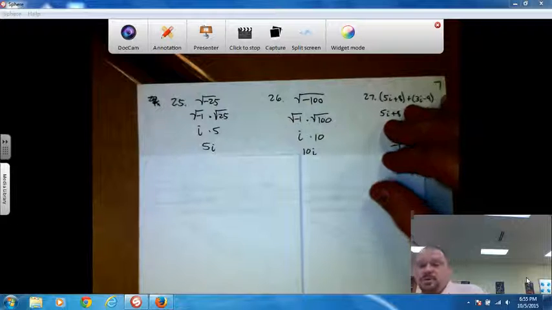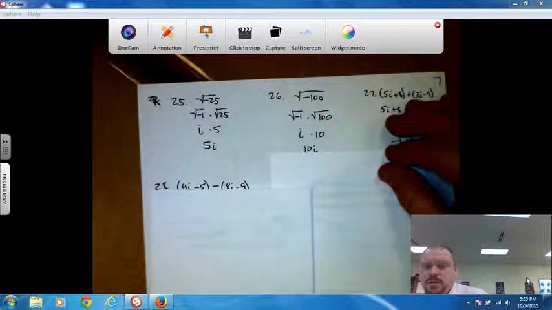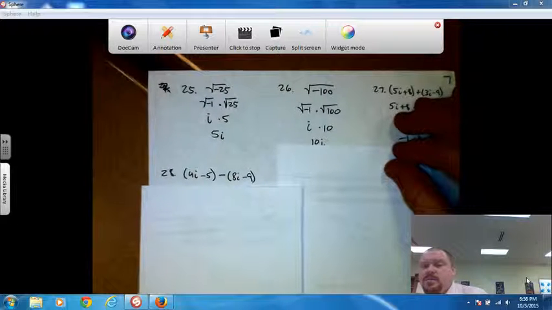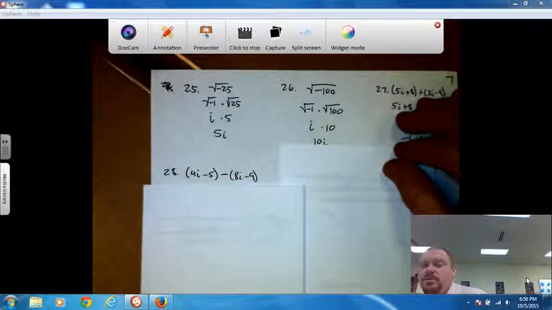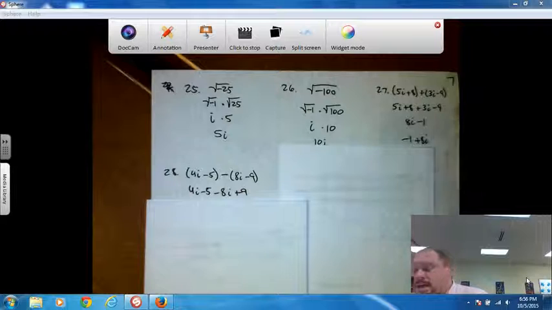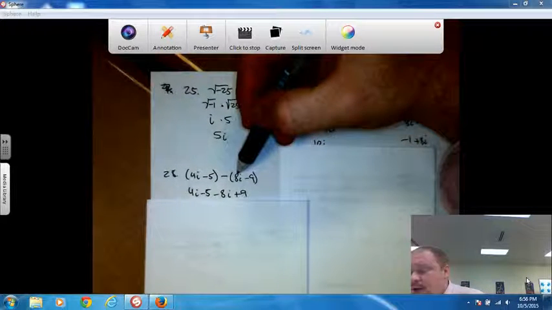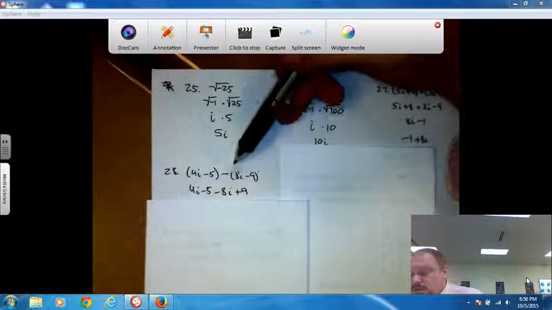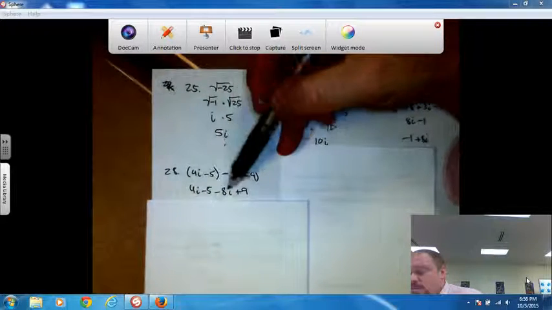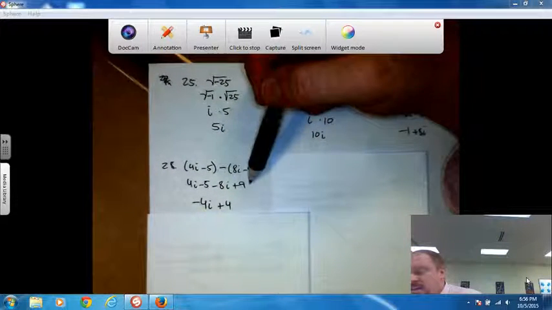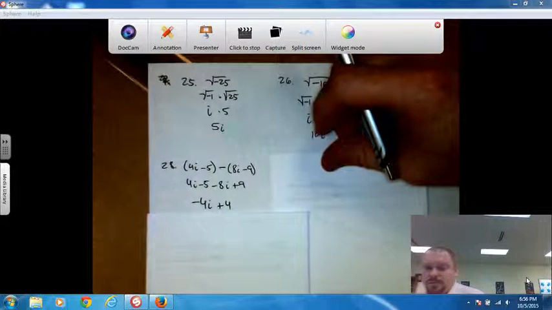Okay, number 28. Okay, it's subtraction. Remember my hint that when you're doing subtraction, you want to distribute first. So 4i minus 5 minus 8i plus 9. Okay, negative times positive is a negative. Negative times negative is a positive. So combine like terms. 4 minus 8 is negative 4. Negative 5 plus 9 is positive 4.